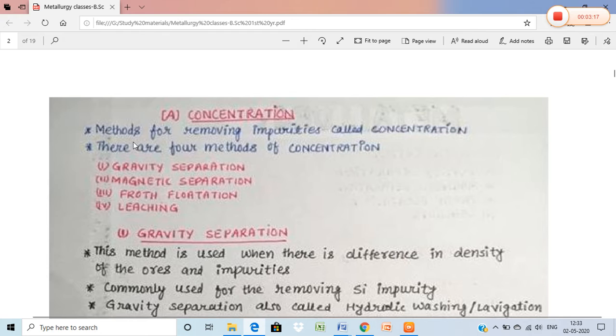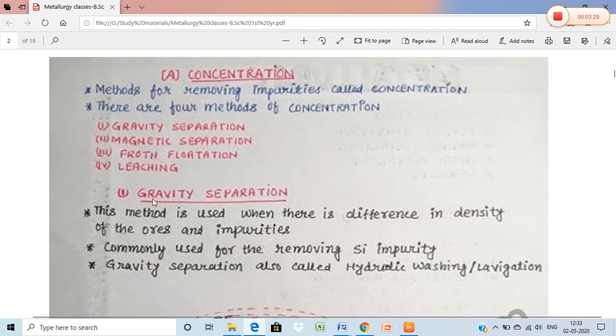Concentration is the method for removing impurities. There are four methods: gravity separation, magnetic separation, flotation, and leaching, which we have studied above. Now one by one we will go through these. Gravity separation: where do we use this method? We use it where there is a difference in density of the ore and the impurities. Only if there is a difference in density can we use gravity separation; otherwise, another method has to be followed.